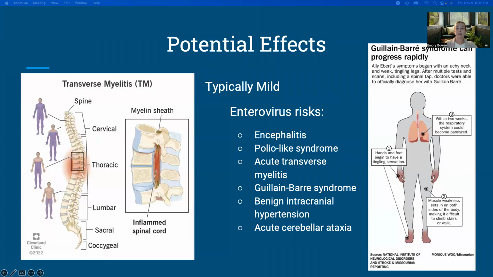And then potential effects. While hand, foot, and mouth disease is typically a relatively mild disease, there are some circumstances where more severe effects are seen. This is mostly with enterovirus cases, so that should especially be on the lookout. They have the potential of involving the central nervous system, which then can cause things like encephalitis, like inflammation of the brain, or Guillain-Barré syndrome, polio-like symptoms, all the ones listed on here.